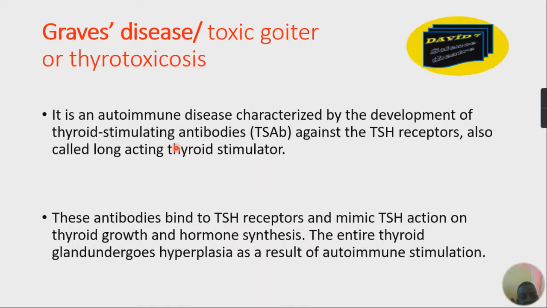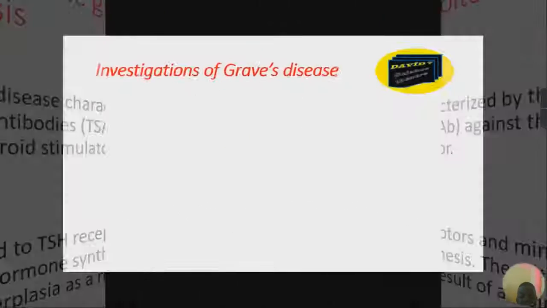In this disease, it is an autoimmune disease. These antibodies bind to TSH receptors of thyroid stimulating hormone, and mimic actions of this hormone TSH on thyroid growth and hormone synthesis. Therefore, the entire thyroid gland undergoes hyperplasia as a result of autoimmune stimulation. So due to hyperplasia, we are having more number of cells, meaning the colloid secreted will increase and the hormone synthesized will also increase, causing what we call thyrotoxicosis, or Graves' disease.